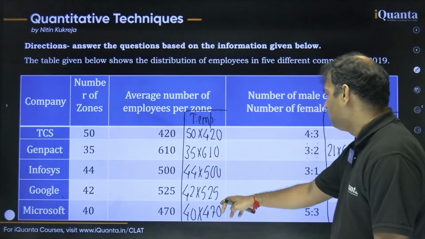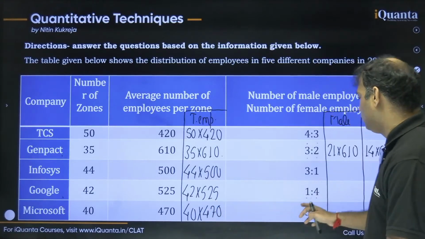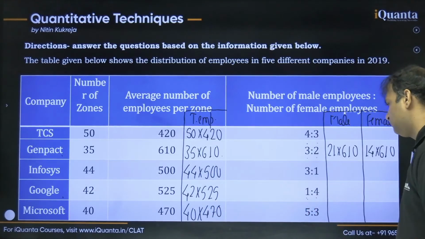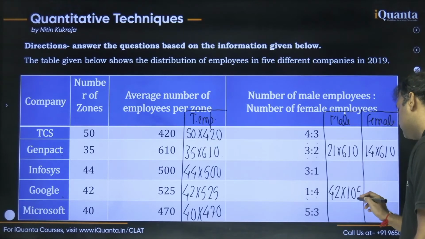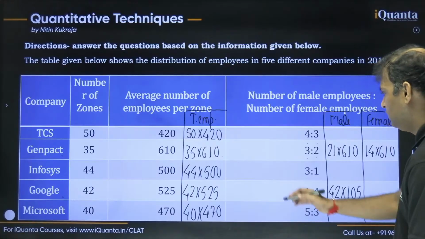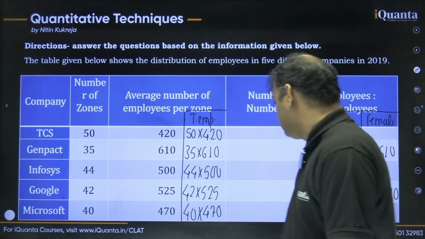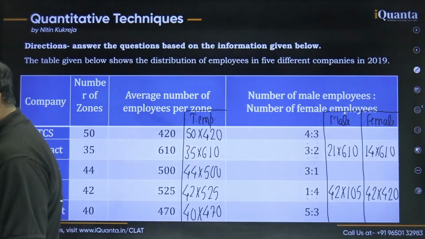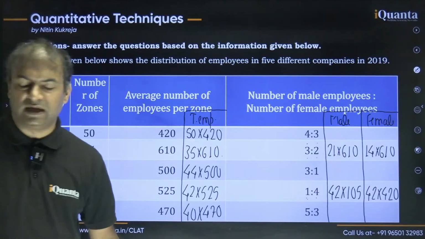So let's divide 525 by 5. It gives you 105. So 105 into 1 is 105. So we'll write 42 into 105, right? And for the remaining one, 105 fours is 420. So we can say 42 into 420. All right, that's it, guys. So this is how we can find out the number of male and female employees in both of the companies. Now let's try to answer the question.